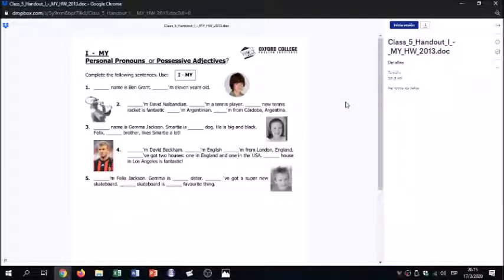Remember, I is a personal pronoun, a subject pronoun, and my is a possessive adjective. So let's do the first one together as an example. So, tenemos un espacio, name is Ben Grant. Y después tenemos otro espacio, I'm 11 years old. Entonces, ¿cómo completarían la primera oración?